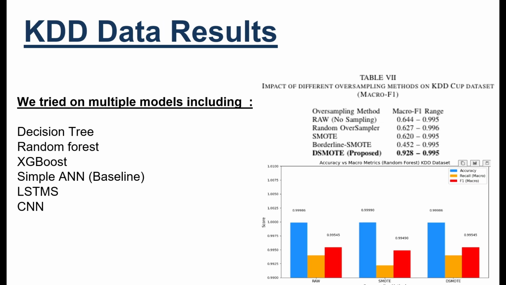Moving to the KDD Cup dataset, we applied the same 6 models. KDD is one of the most challenging benchmarks due to its extreme imbalance across attack subtypes. Again, DSmote demonstrates strong improvement across all models. The framework successfully lifts detection rates for minority attack classes without sacrificing performance on the majority class.